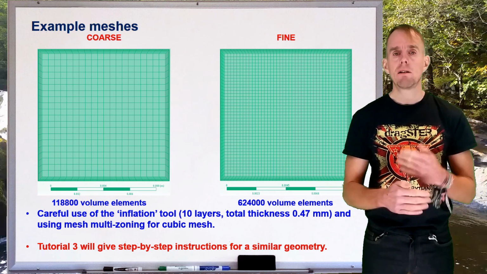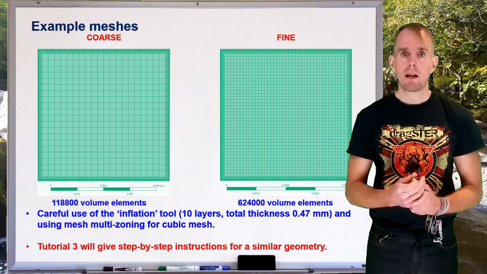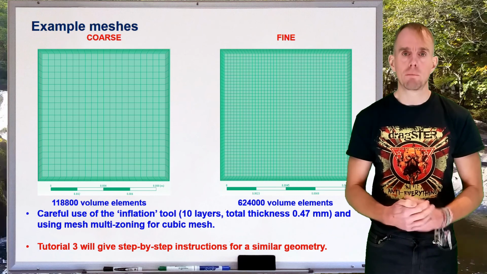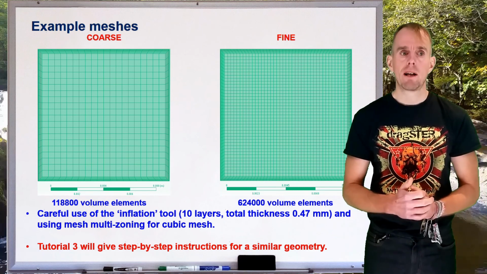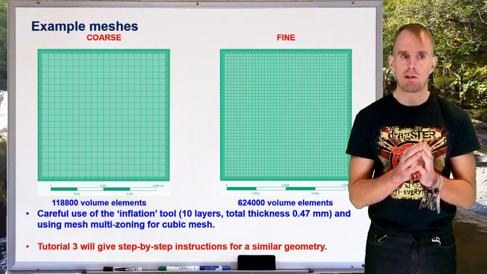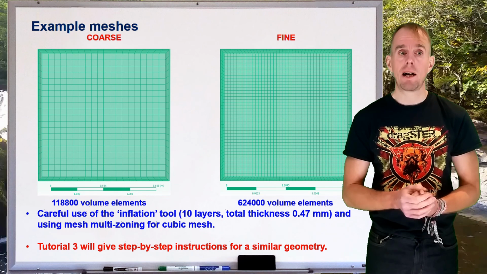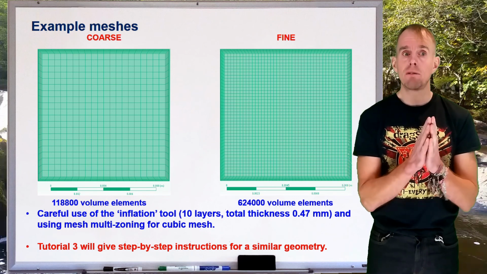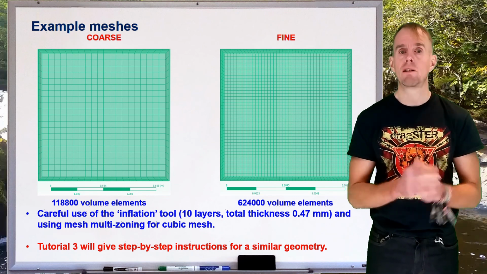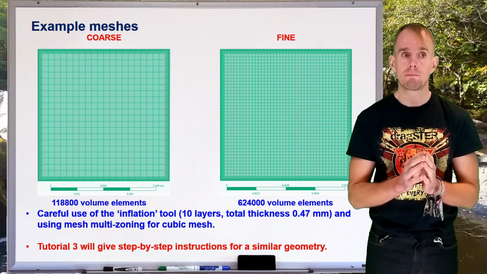Now, depending on what geometry creation tools you're using for your flow simulation, be it OpenFOAM, be it COMSOL, be it ANSYS Fluent, you will have tools that allow you to place boundary layer meshes. Within ANSYS's meshing tool, this is an inflation tool, and what I've done is specified 10 inflation layers with a total thickness of 0.47 millimeters close to each of these walls.